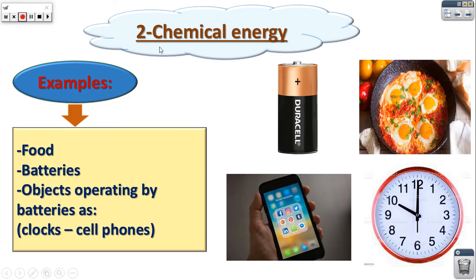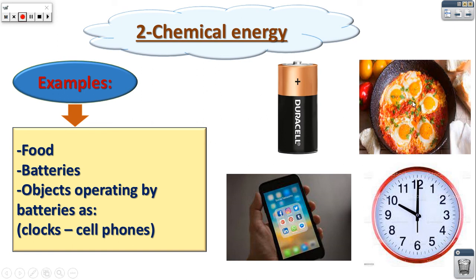Let's go to the second form of energy, which is chemical energy, like in the food or in the batteries. Any two objects that react together or make a chemical reaction together have chemical energy inside them. In the battery, there are objects that make chemical reactions together and produce chemical energy that changes into electric energy when we use the battery. So inside the battery, there is chemical energy.